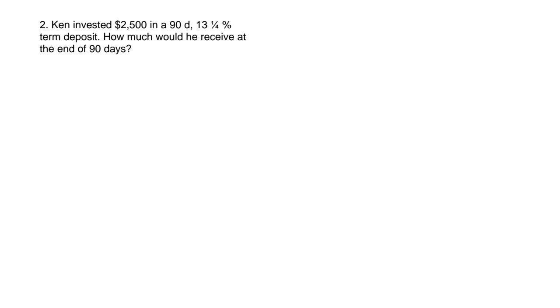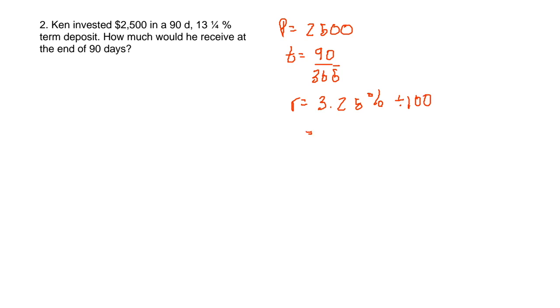So first thing we need to figure out is our principal. What is it? It's $2,500. That's how much he originally invested. Our time, we're given 90 days. So we need to get this into years. So we're going to divide this by 365 because there's 365 days in a year. And then our rate is 3.25%. But remember, we're going to divide that by 100. So we get 0.0325 as our rate. So remember, time has to be in years, rate has to be in decimals, and then we can continue on.